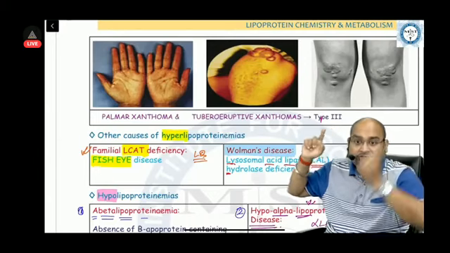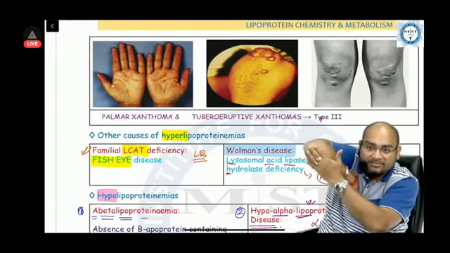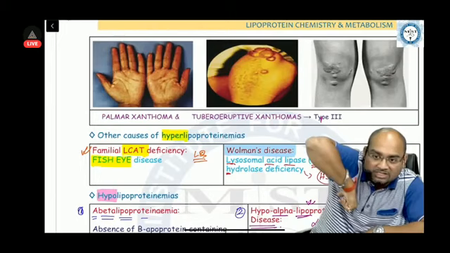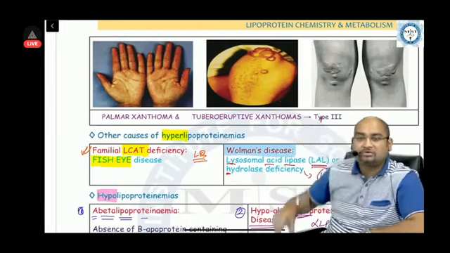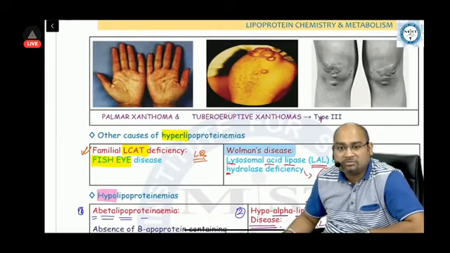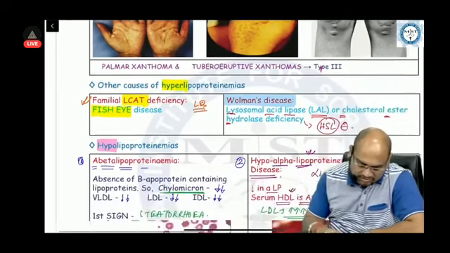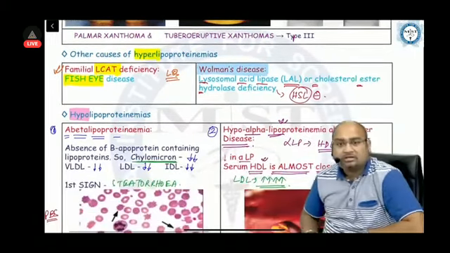In this disorder we can also see xanthomas over the elbow joint. ये elbow का picture ऐसे लिया गया है. Please try to understand over here. And we can also see over the knee joint. So tubero-eruptive type of xanthomas can be seen over here. Please try to look for this question.